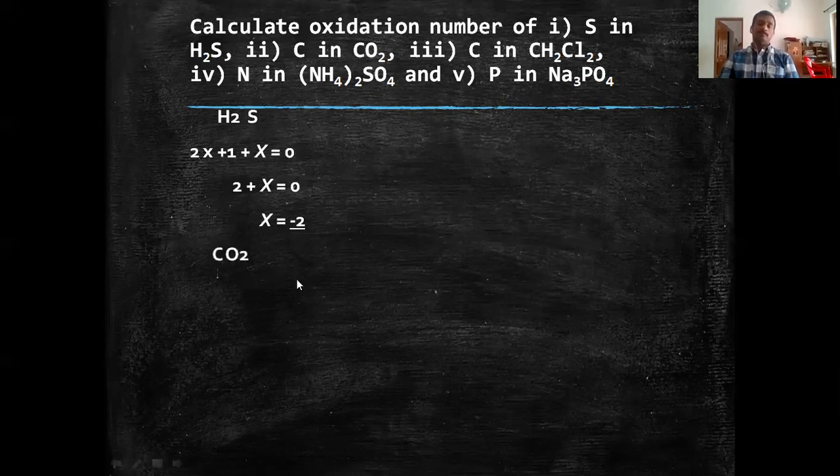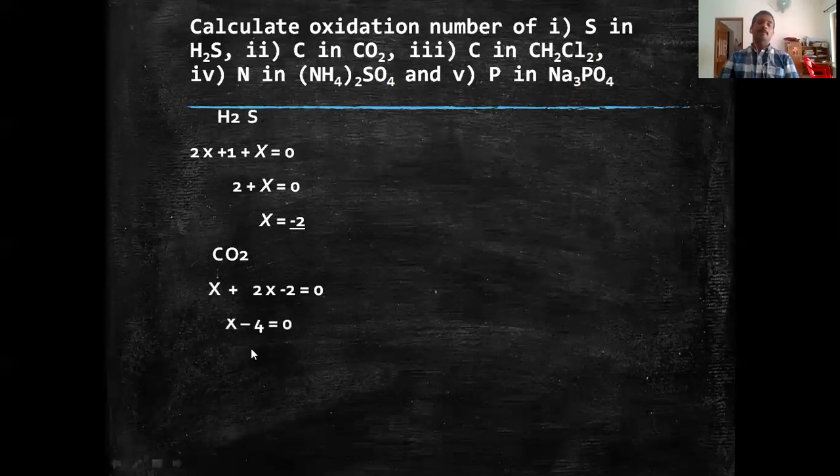Carbon in CO2. Carbon gives X. Oxygen is -2, so 2 into -2. The algebraic sum is equal to 0. So X minus 4 is equal to 0, or X is equal to 4. Now CH2Cl2: carbon X, hydrogen 1, 2 into 1, and chlorine -1, 2 into -1. And the algebraic sum is equal to 0, so X is equal to 0.